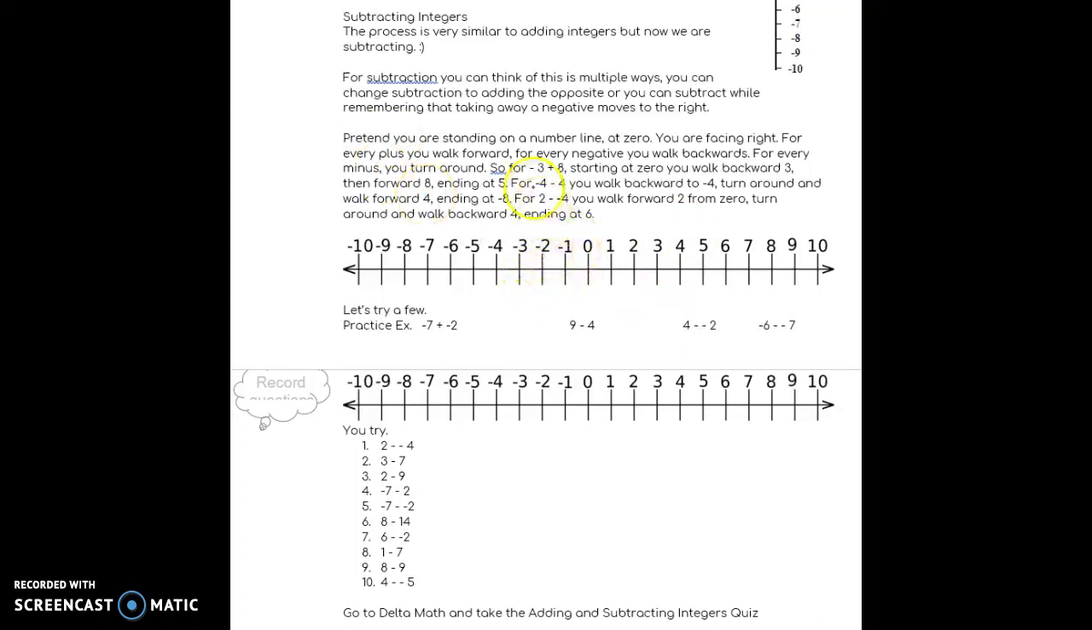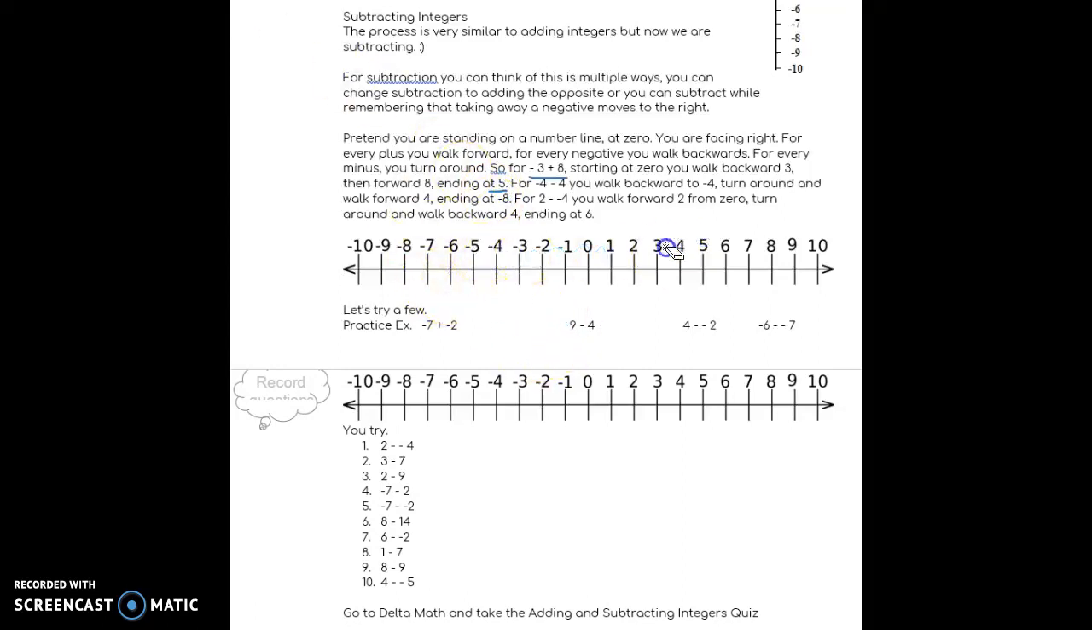And so my first problem here says, negative 3 plus 8. So I'm going to go back to negative 3, and we'll stand here on negative 3. And then it says plus 8, right? So I'm going to go forward 8. 1, 2, 3, 4, 5, 6, 7, 8. And I get to 5, right? Which is what my notes say right here. I should wind up at 5.